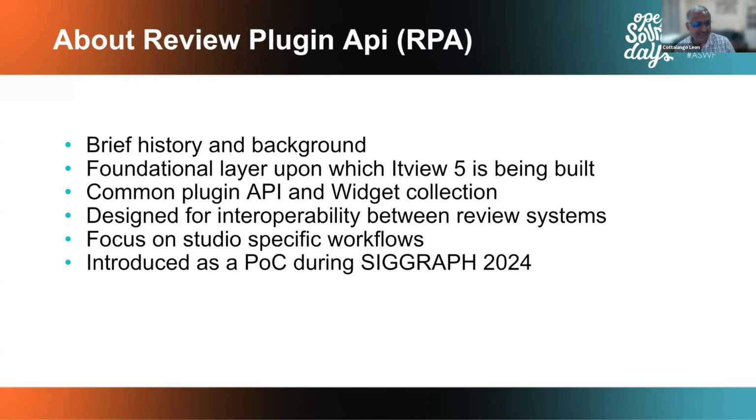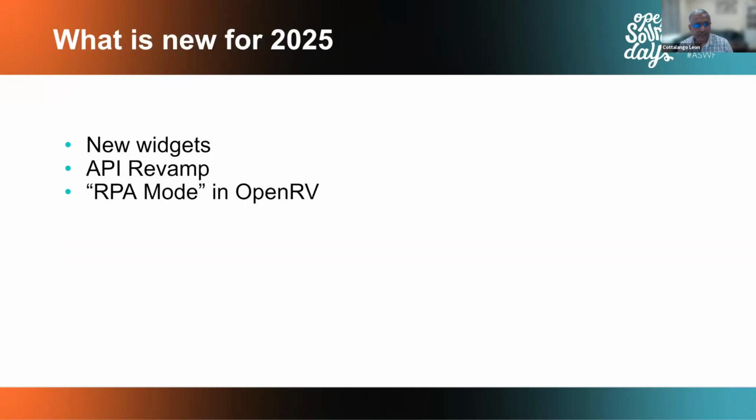So we introduced this as an idea last year as a proof of concept. We introduced just one widget, which was the color corrector widget, and a very thin layer of API wrapper. But this year we are proud to bring a lot more widgets and a much more mature API that someone can use today. So here is a quick look at what is coming up this year.